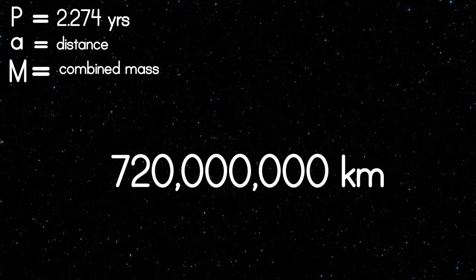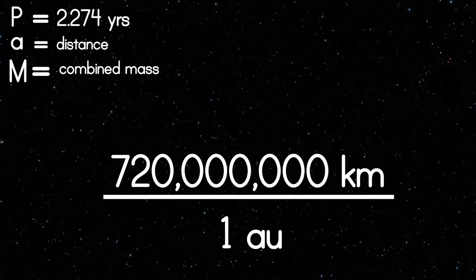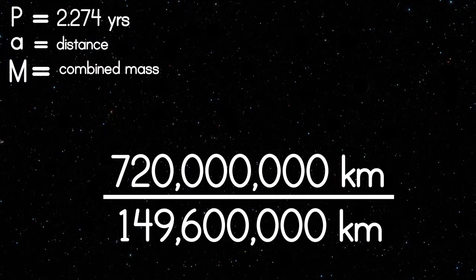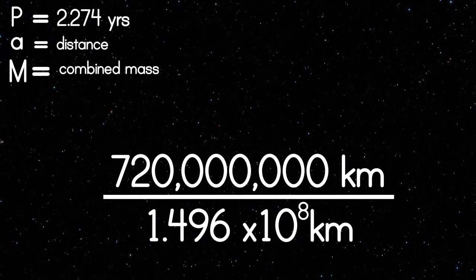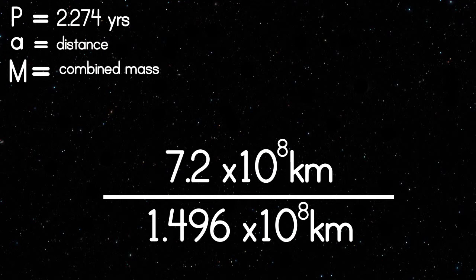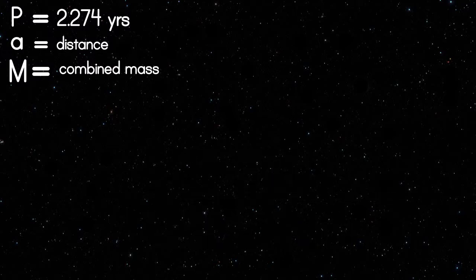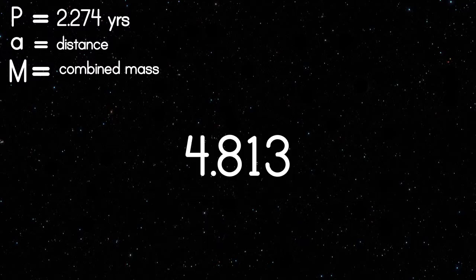Take the 720 million kilometers we were given and divide it by 1 AU. 1 AU is equal to 149.6 million kilometers, or 1.496 times 10 to the 8. So divide 7.2 times 10 to the 8 by 1.496 times 10 to the 8, and you'll have a new number which will fit better in the equation. The number should be something around 4.813 AU.